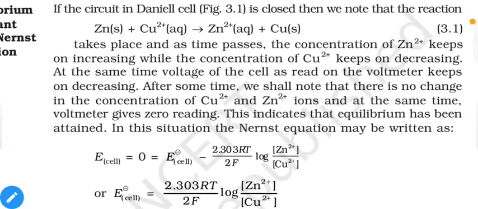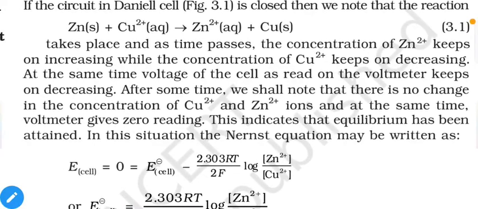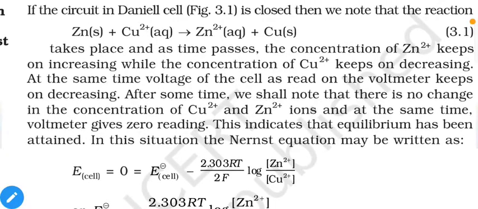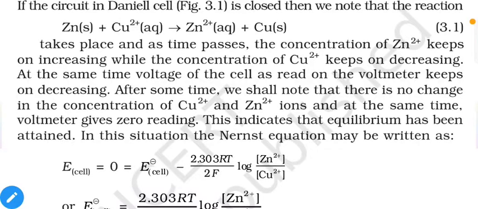So here example is mentioned and it is a familiar example, copper zinc cell, that means Daniell cell. We know the reaction: Zn and Cu2+ gives Zn2+ and Cu metal. Now this takes place and as the time passes the concentration of Zn2+ keeps on increasing while the concentration of Cu2+ keeps on decreasing. That means our reactants concentration decreases and products concentration increases.